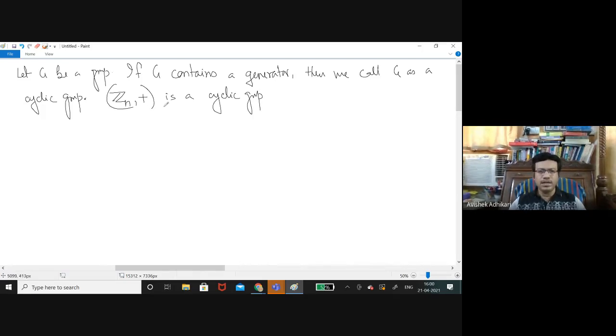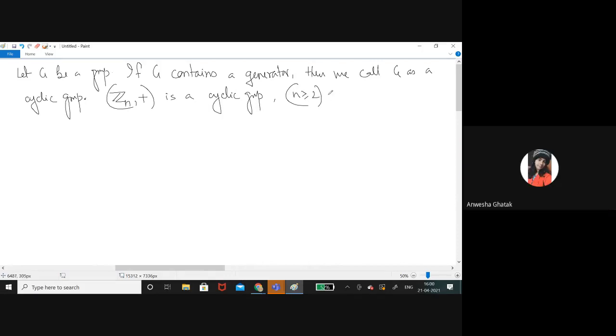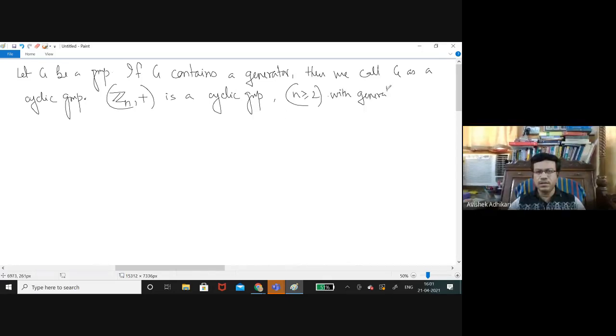So tell me one generator of Zn plus if n is greater than or equal to 2. Tell me one class of Zn plus which is a generator, always will be a generator irrespective of n. Sorry, Zn plus is a cyclic group with generator class 1. That means it has at least one generator. That means Zn plus is always a cyclic group. Okay. So what we have found here, Zn plus is a finite group.